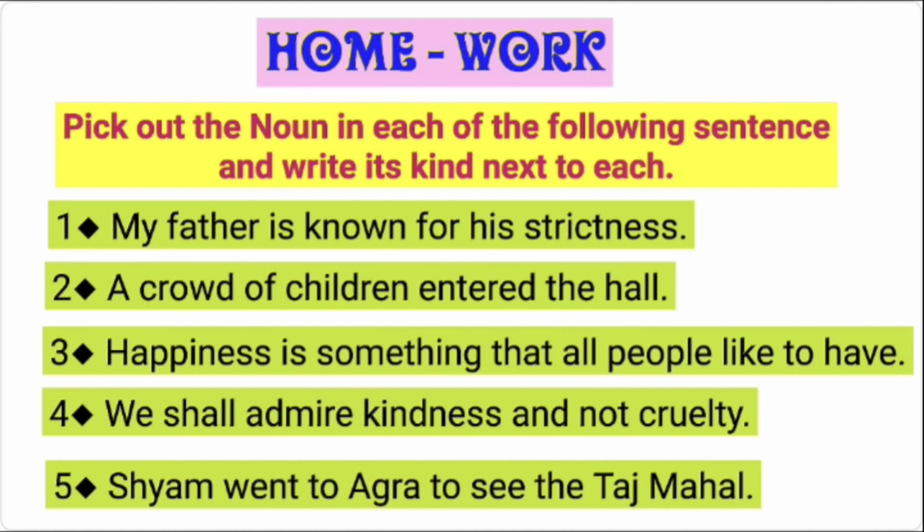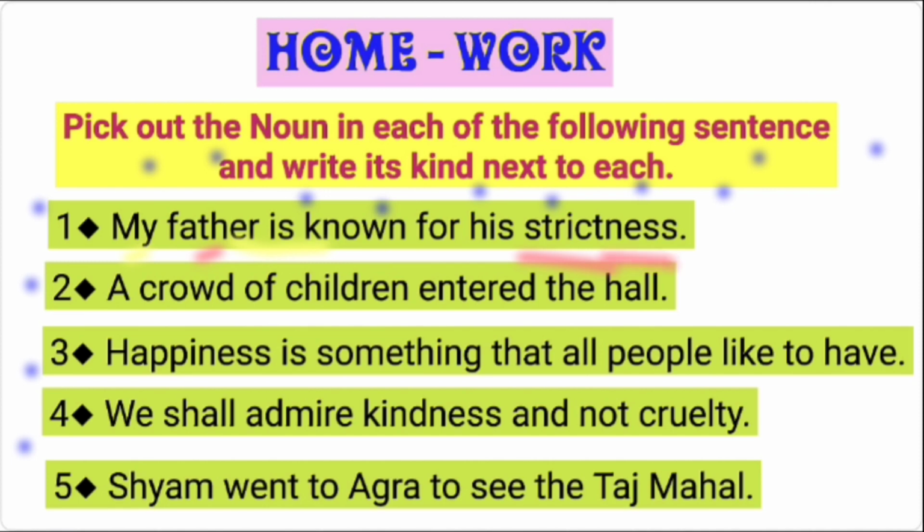Students, here are 5 sentences for you as your homework, and you have to pick out the noun in each of the following sentences and write its kind next to each. For example, I am going to explain the first sentence. The first sentence is, my father is known for his strictness. In this sentence, father is a common noun because it is not the name of a father. It is only father.